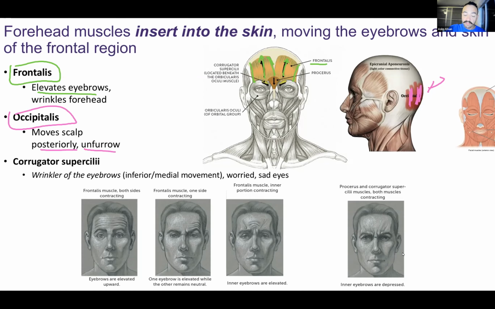Recall that these two muscles are connected. They're connected by a specialized tendon, the epicranial aponeurosis, so that when one contracts, the other gets pulled along with it. So they kind of work together. Sometimes some textbooks will call them the same muscle, that they're just different sections of the same muscle. But I'm going to separate them: frontalis in front, occipitalis, occipital.